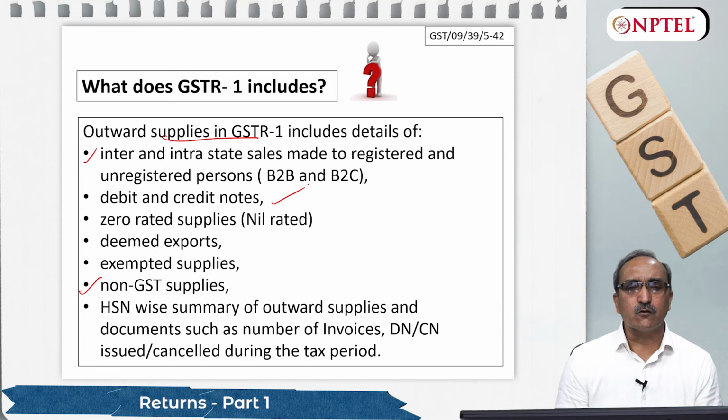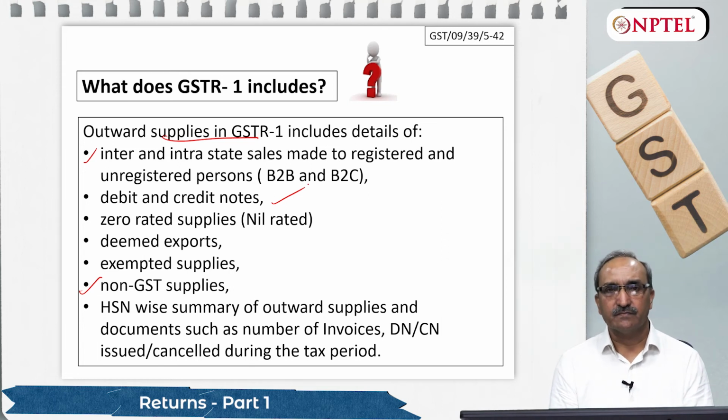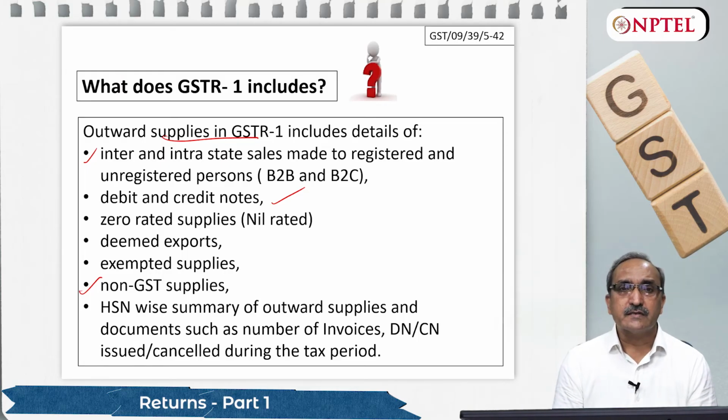Debit and credit notes can be anywhere, even in exempted supply. Though it does not affect your tax liability, it can increase or decrease your turnover. It can increase or decrease your invoice value. So accordingly, debit or credit notes are to be considered in exempted sale also.